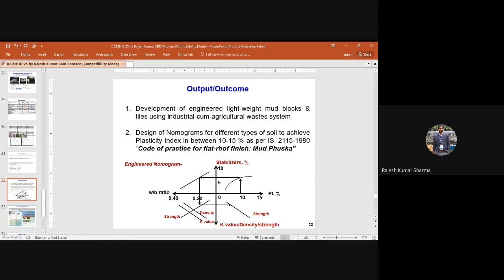development of engineered lightweight mud composites using waste materials and tiles also. And we have also designed the nomograms, that is at which PI, how much percentage of stabilizer would be used with how much water binder ratio, and how much the tentative strength, density, and thermal performance will be. So it is just tentative. One can then optimize accordingly if he or she uses different kinds of waste materials.